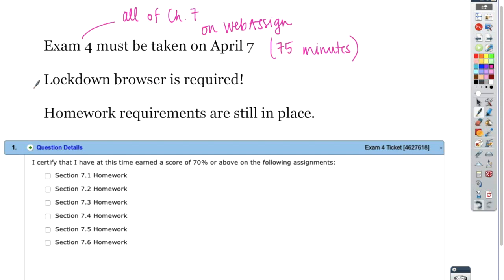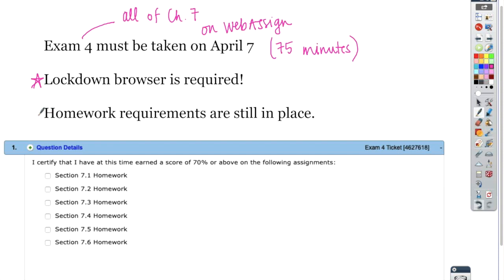A lockdown browser is required, and I sent this out in an email. I sent you a link to be able to download a lockdown browser. Please download this early and make sure that you can use it. Don't wait until like 10 p.m. on Tuesday and then find out that something went wrong downloading the lockdown browser. The exam must be taken on April 7th. So it is completely up to you to make sure that this works ahead of time.